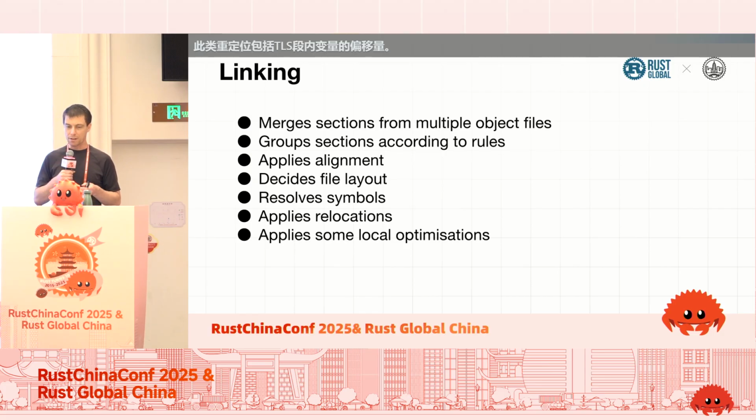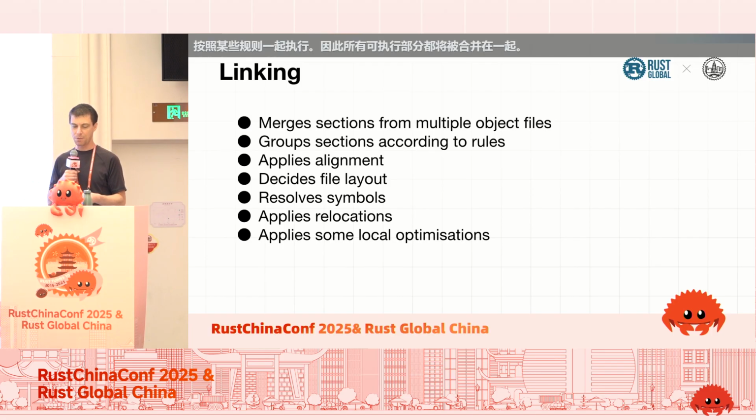So the linker's job is to take multiple object files and possibly some shared objects and merge them together into an executable or a shared object. When it does this, it groups sections together according to some rules. All of the executable sections will be grouped together. All of the read-only sections will be grouped together. All the writable sections will be grouped together. And the same thing for other sections like thread local storage, and there are other sections related to initialization at program startup.